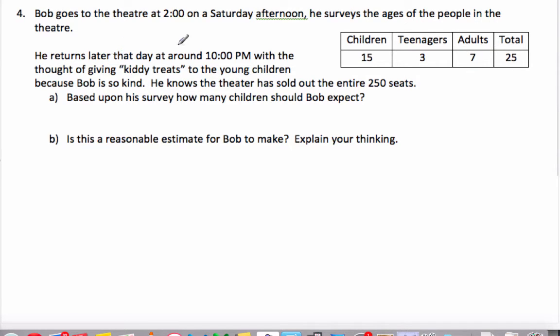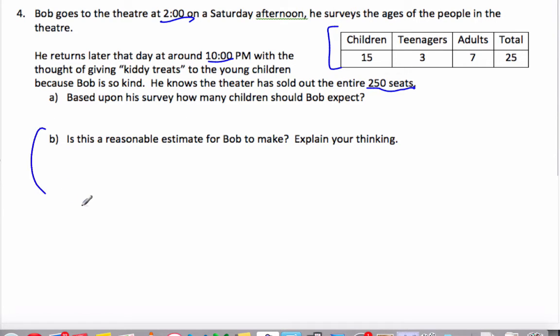He returns later that day at around 10 p.m. So this is 2, and this is 10 later on at night, with the thought of giving kitty treats to young children because Bob is so kind. Kind Bob. He knows the theater has sold out the entire 250 seats. Based upon his survey, how many should Bob expect?